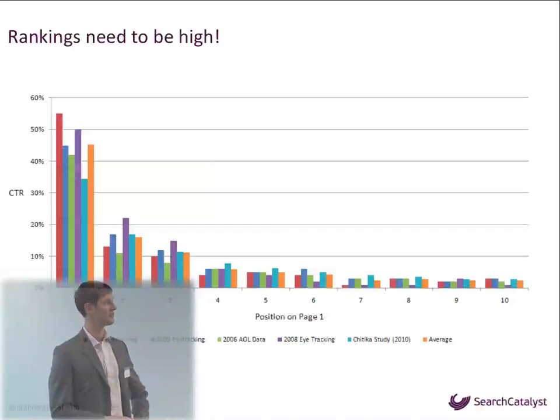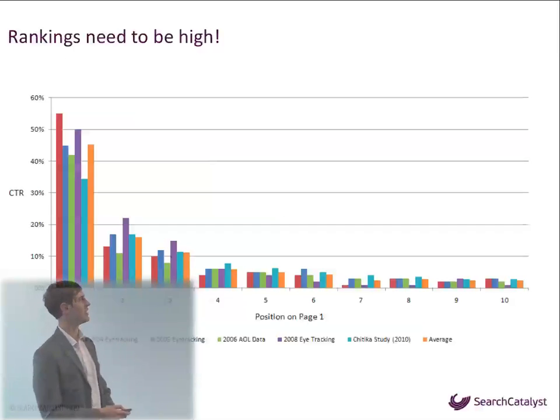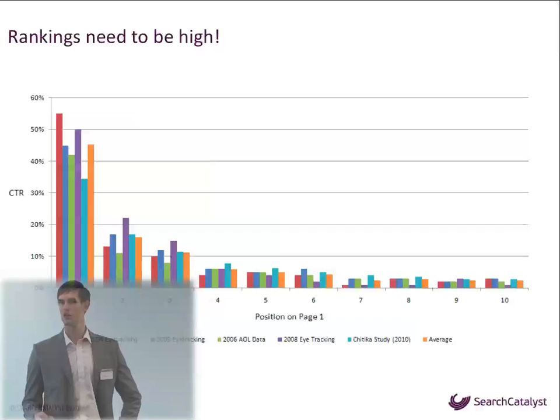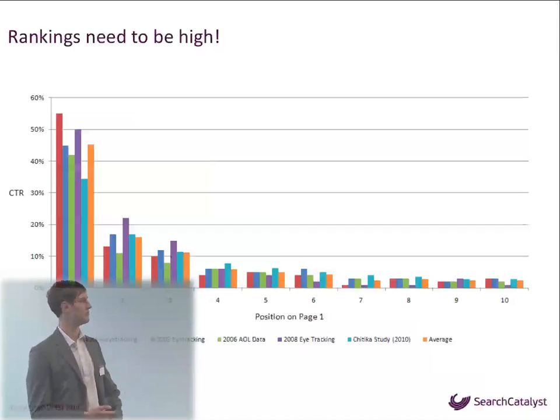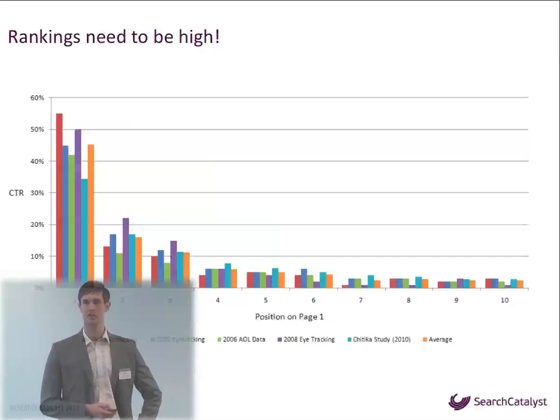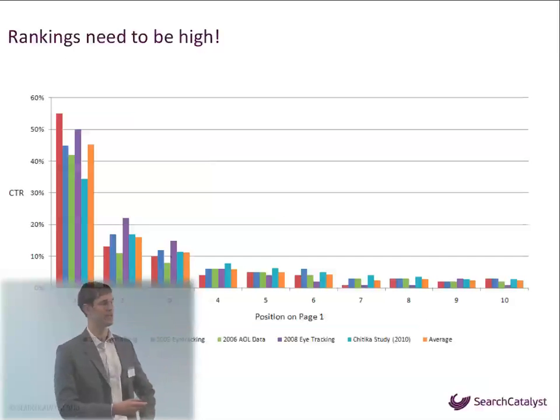You can see generally, for example, position 1 tends to attract around 40% of clicks. So when users search for a particular query, around 40% generally click on position 1. This immediately drops to around 15% for position 2 and generally tapers off towards the end of the page.